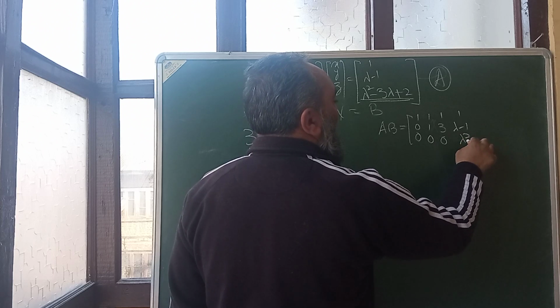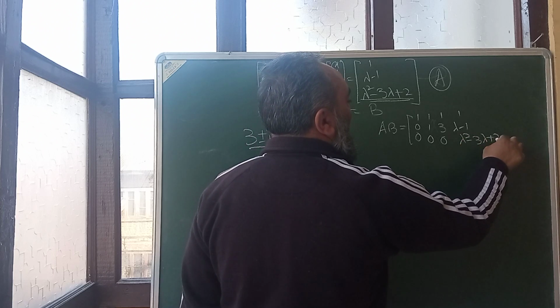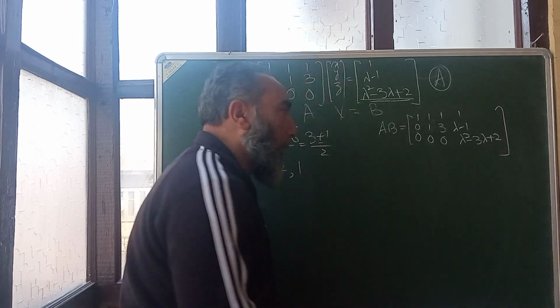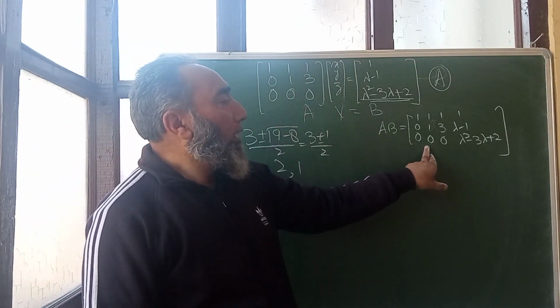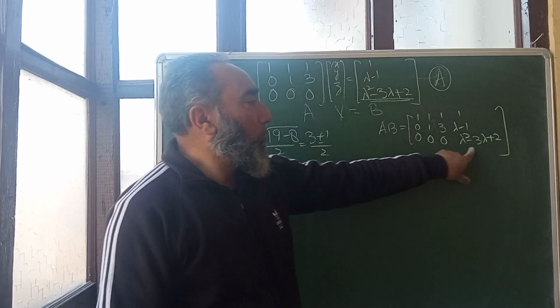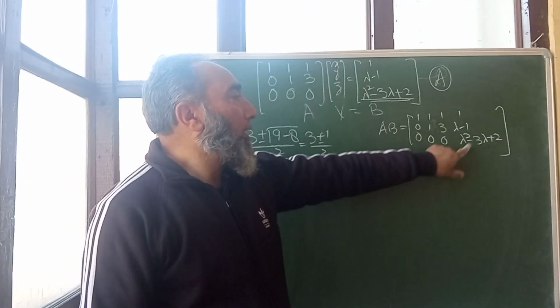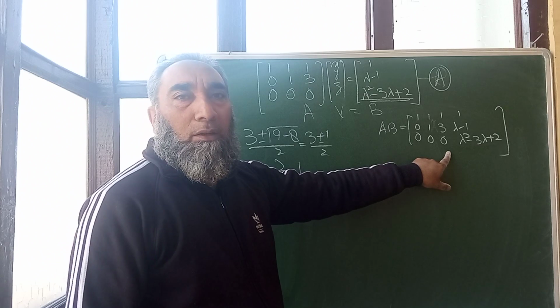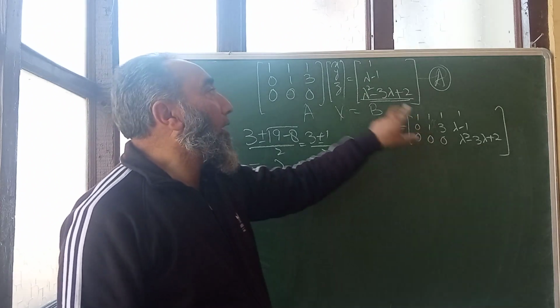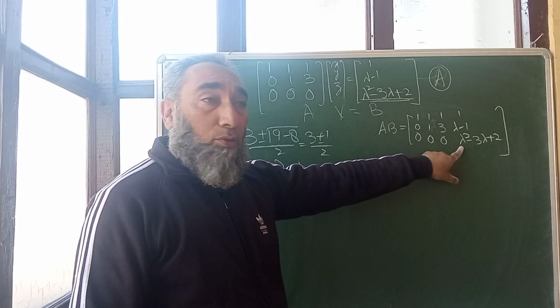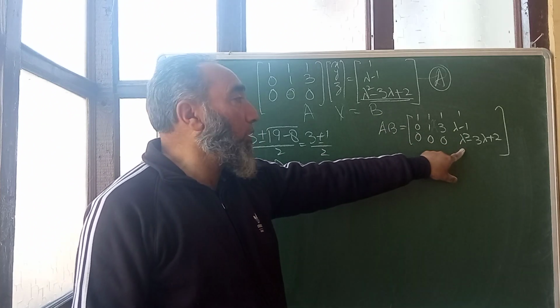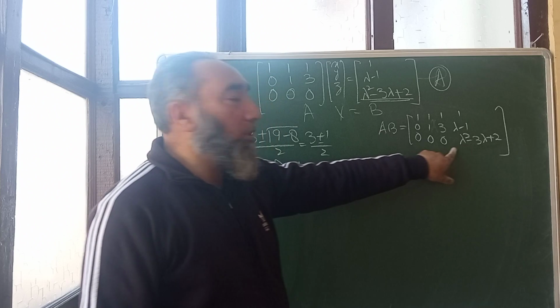Okay, let me write lambda square minus 3 lambda plus 2. See, this is A. Obviously rank of A is 2, but for AB, if this is non-zero, then rank of AB will be 3. So no solution. But I have to see for what value of lambda this system will have a solution. So this system will have a solution only when this quadratic equation is 0.